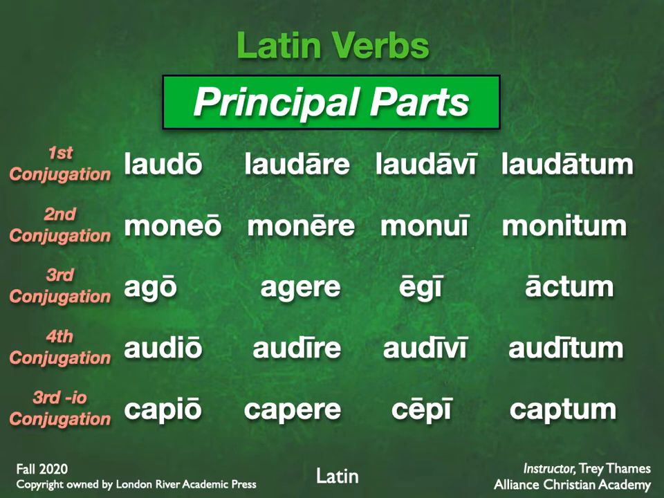And then third IO conjugation. I always say that it looks like third conjugation and fourth conjugation got together and had a child, because it's kind of a merging of both of those 2 conjugations. But capio, capere, cepi, captum is our paradigm verb. And again, it's got a short E, just like regular third conjugation in the second principal part. So these are the paradigms that we learn for all of the conjugations.